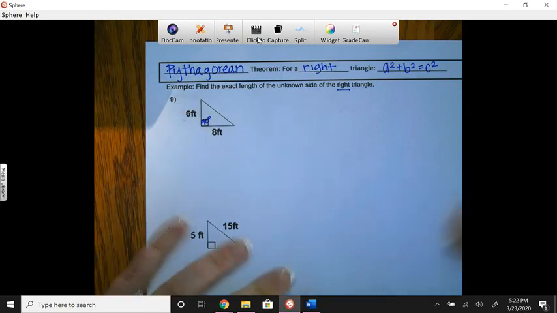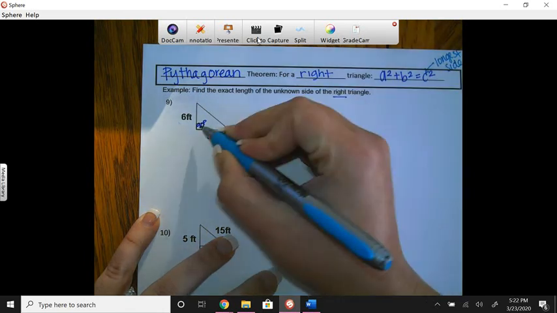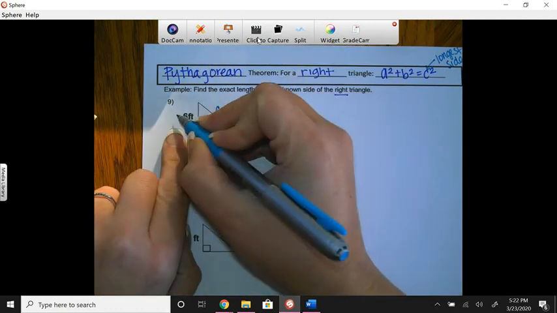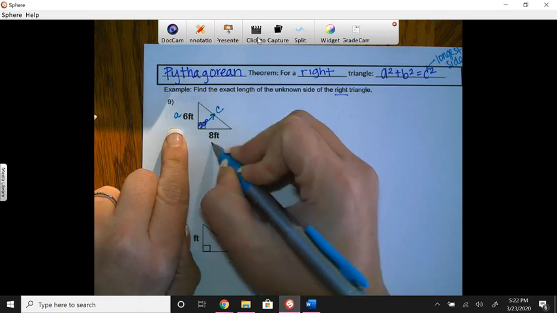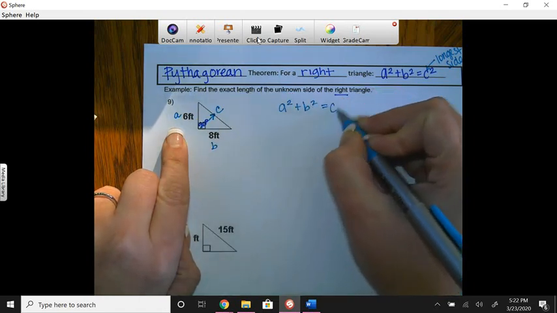So just to review, the length that we plug in for c is the longest side. And the longest side is always the side that is opposite of the right angle. So that's how we know this is c. So this has to be c. This one could be a or it could be b. It's up to you. So a squared plus b squared equals c squared.